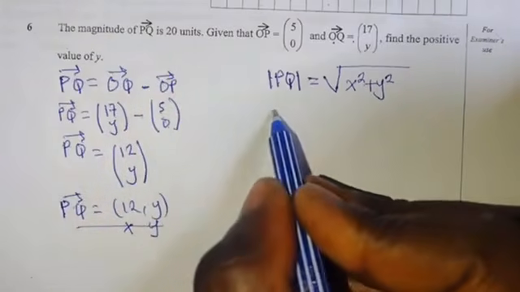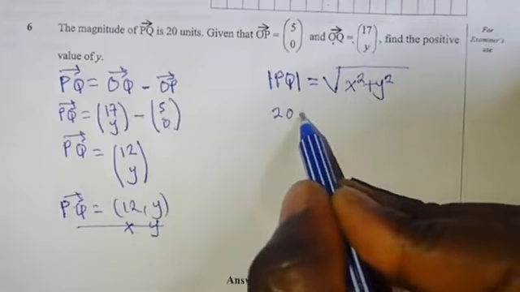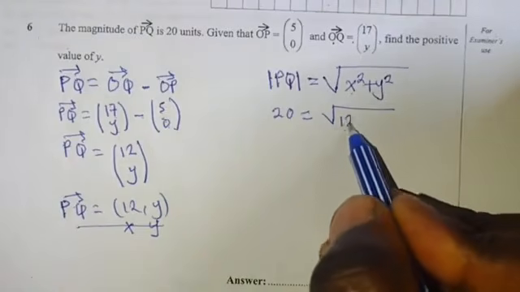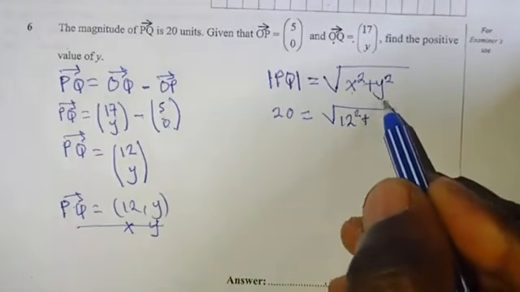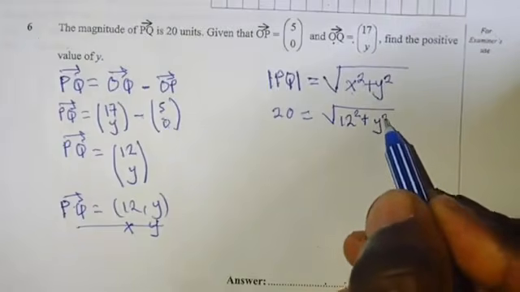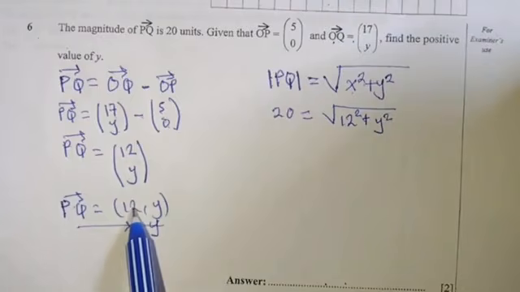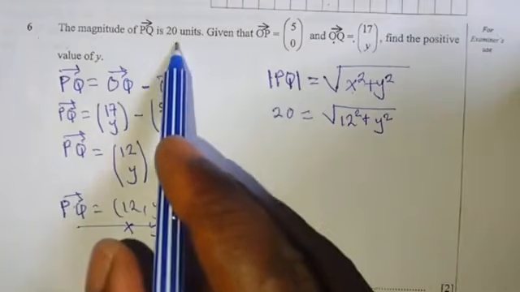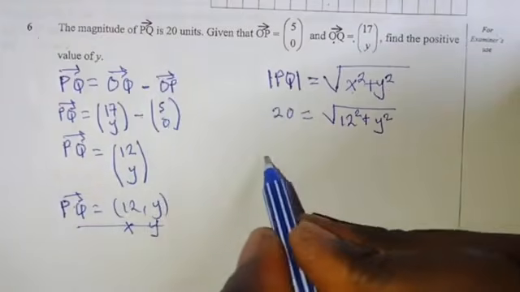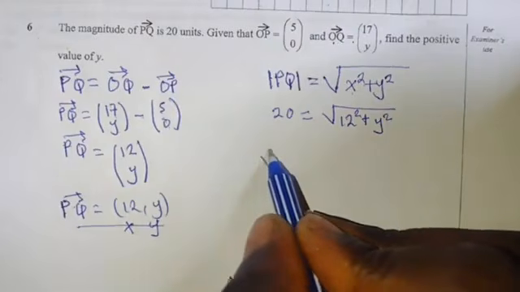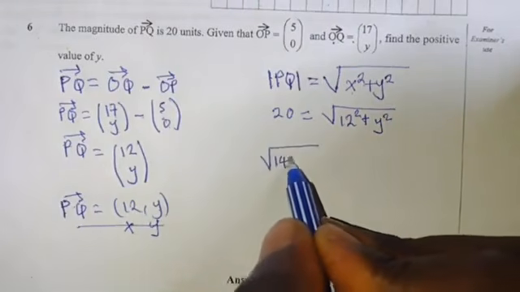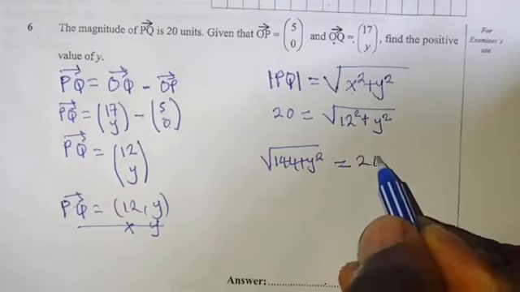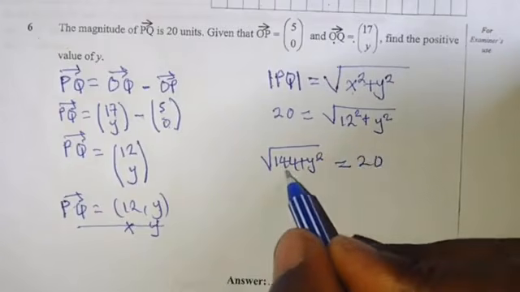So I'm just going to substitute. Where we have magnitude, you put 20 equal to the square root. Where there is x, we put 12 squared plus, where there is y, we put y squared. So x is 12, y is this value for y, and this magnitude is the one we are given in the question. So from here we have the square root of 144 plus y squared is equal to 20. 12 squared means 12 times 12, which is 144.